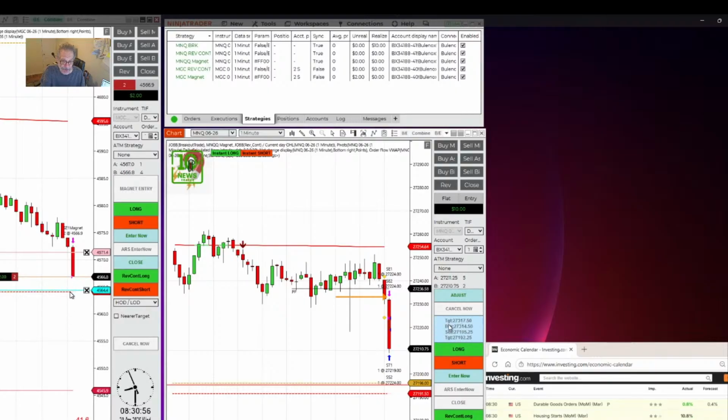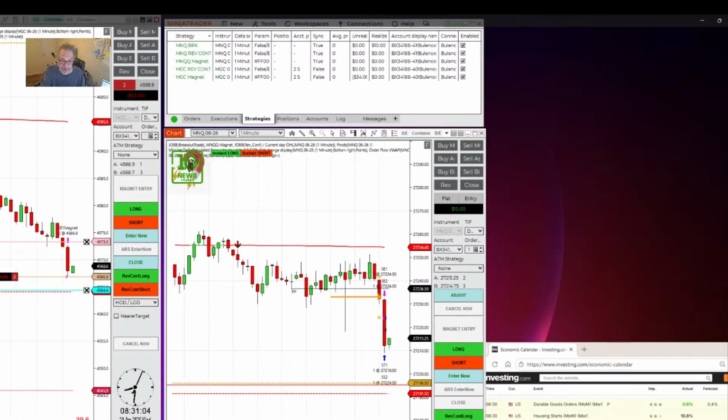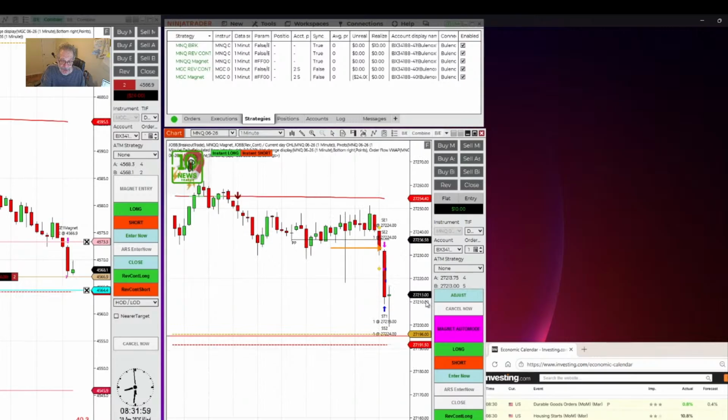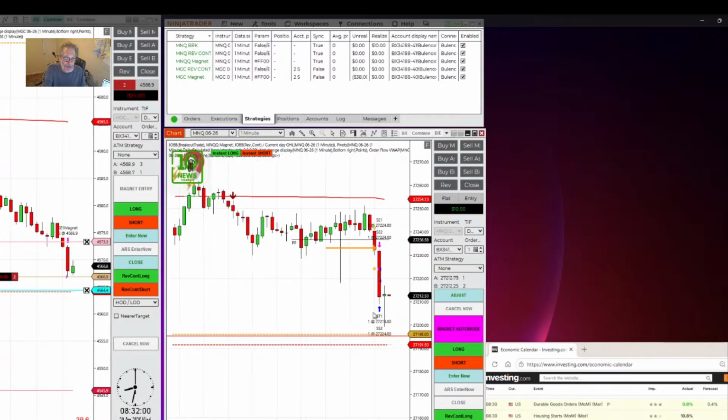We got filled. And then we just waited. Didn't do anything. Waited for the magnet to do its job. You'd figure out what your best stop is. The ideal best stop is above all the structure. If you want to make the market work, you do want to make the market work to stop you out.